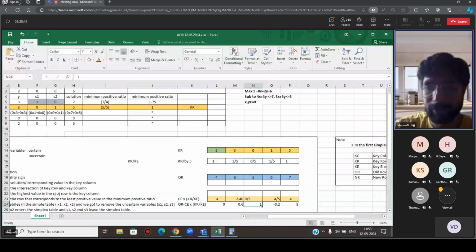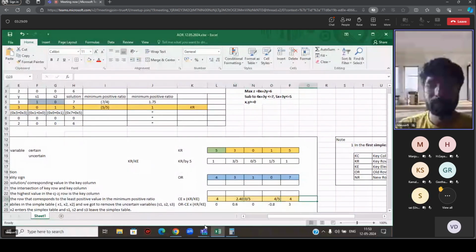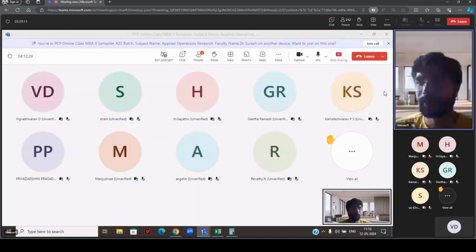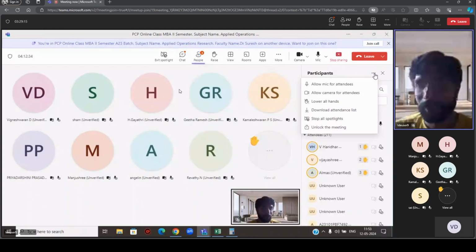0 minus 4 divided by 5. So how much is that? 4 divided by 5 is 0.8. So 0 minus 0.8 is minus 0.8. And the last one is 3, 7 minus 4 is 3. So this is the new row. Till here, have you understood? Have you all understood? I'll mute you people. Just let me know if you have any doubts.